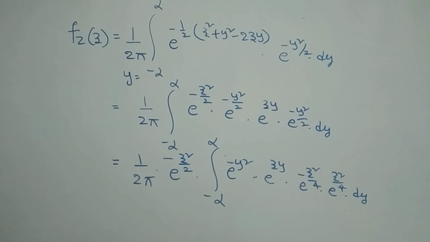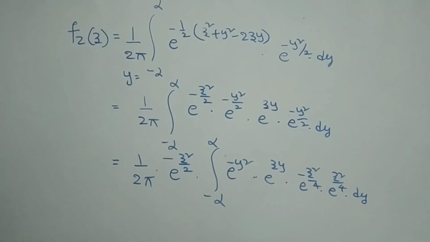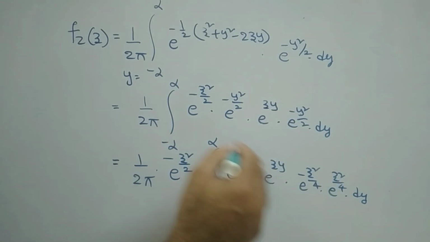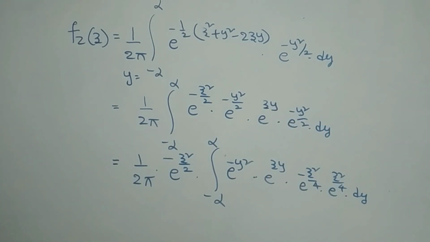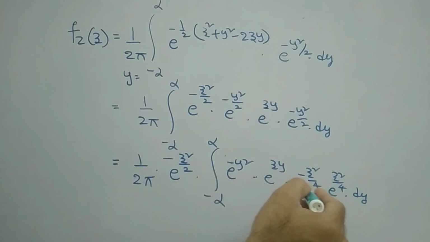In the next step, everything is the same, but I am doing a small modification here, by inserting e power minus z square by 4 into e power plus z square by 4, because both will cancel out, and the actual part remains the same, because putting these two will not affect the actual result of this expression. For our convenience, for simplifying this further, we need to do this small modification, right?